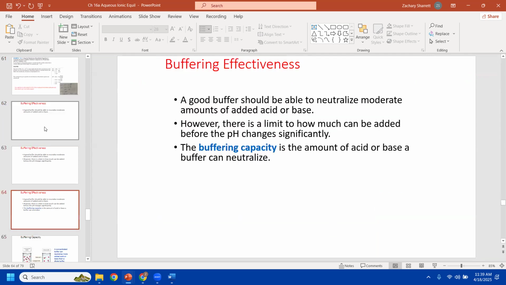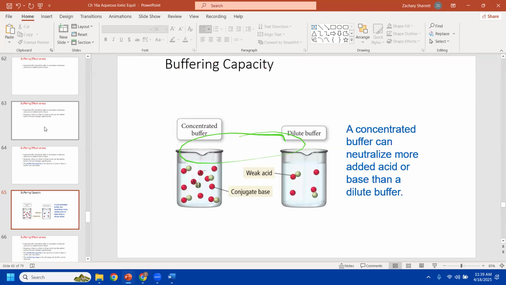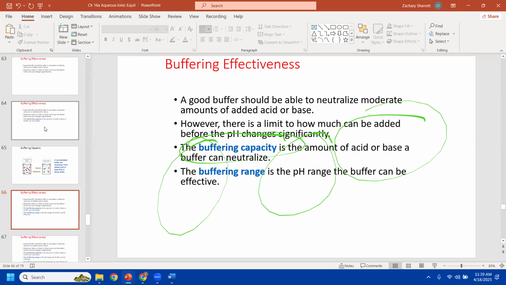So there's a limit. We call this limit the buffering capacity. When we have 50 and 50, we have a buffering capacity of 50. When we have 10 and 10, we have a buffering capacity of 10. If we had 1,000 and 1,000, we'd have a buffering capacity of 1,000. Everyone comfortable with that? Okay. So a concentrated buffer can neutralize more acid than a dilute buffer. That should make total sense. So that's called the buffering capacity.